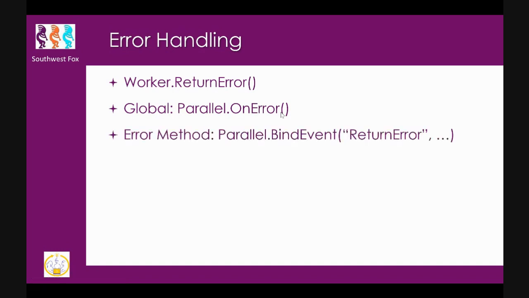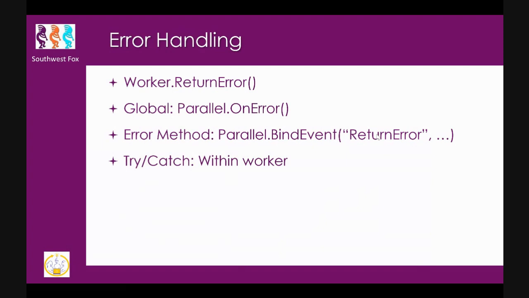Another way we can handle errors in standard FoxPro is the error method. To emulate that, you can use parallel bind event, but you bind to the return error event, which I didn't bring up before. But that is also another event you can bind to. That ends up being very similar to the error method way of doing error handling. And like standard FoxPro, this will override the global error handler if you put it in place.